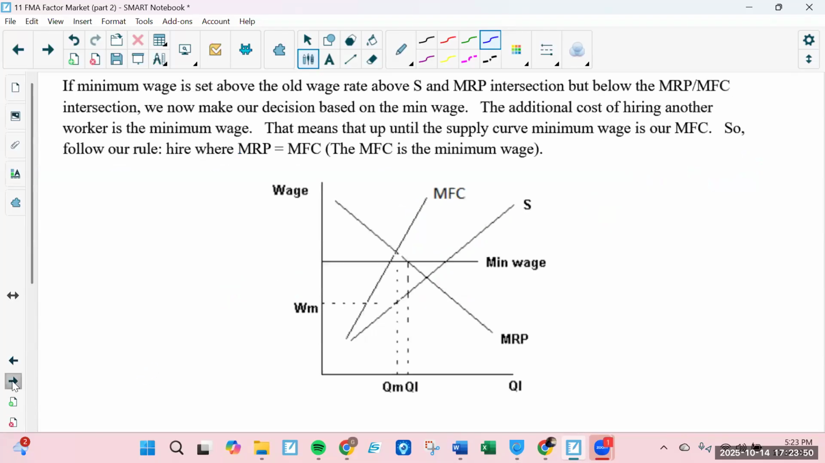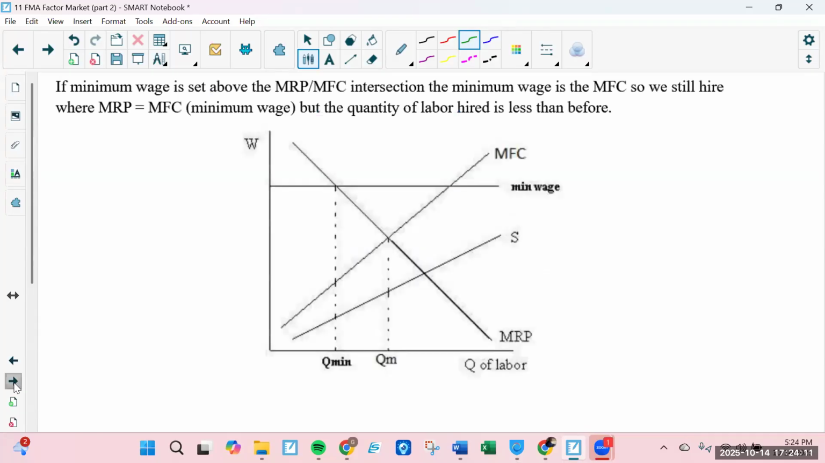Okay. What if instead we wouldn't even hire? Same concept here. What we do is we just follow this across. First thing we hit is MFC. Ignore it. You don't hire where MFC equals MFC. Next thing we hit is MRP. Yes, you hire where MRP equals MFC. So you hire QL workers. What if we raise it even higher? Okay. Minimum wage is the MFC. First line it hits is the MRP. They would hire QMIN workers. All right, so really that first one's the hardest one to do here.